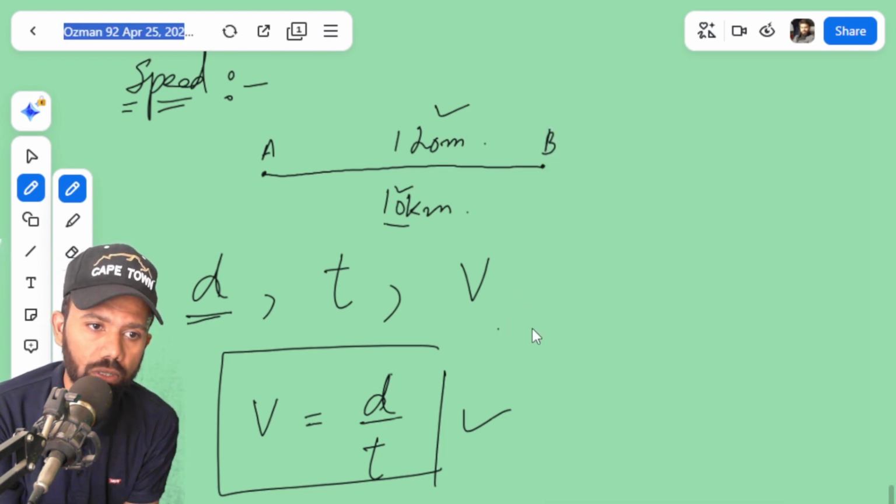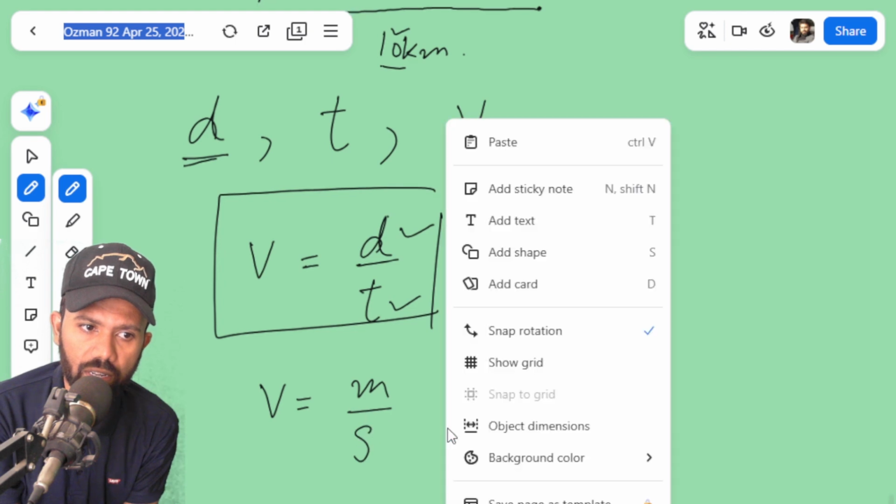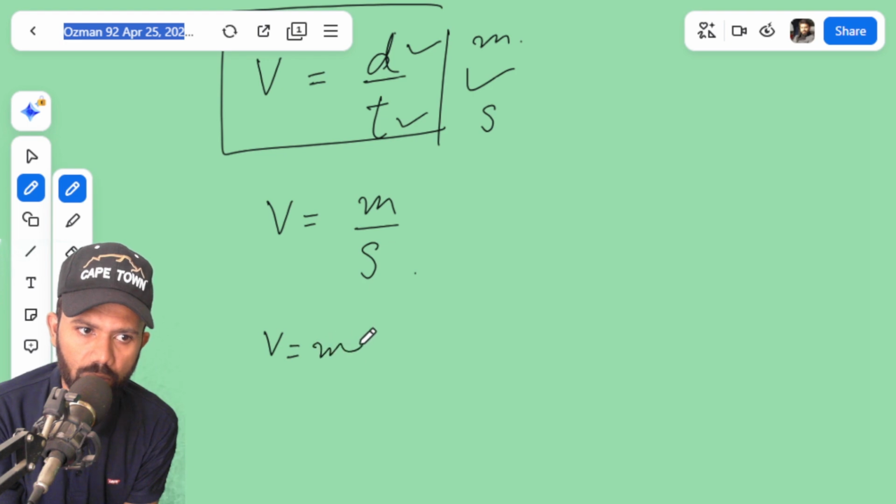And now let's discuss the SI unit of speed. We all know that distance is measured in meters, right? And time is measured in seconds, right? So V is equal to meter over seconds, right? So what would it come out? V is equal to meter per second, right?